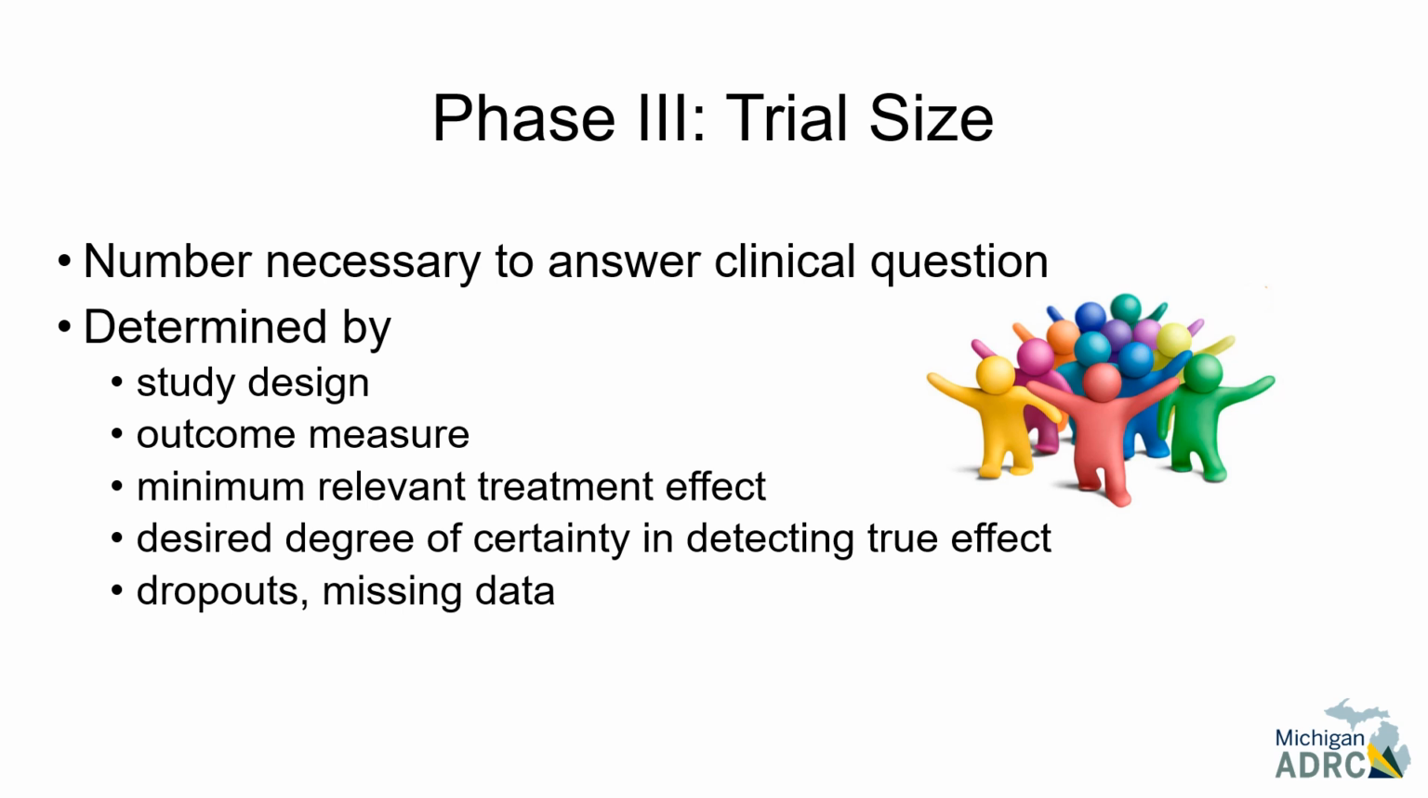Even if all of these features suggest that the ideal number of participants might be 900, we'll still want to recruit an additional number of individuals to account for dropouts that inevitably occur or other reasons where there might be missing data. So the trial should always be designed with this in mind so that even if there are dropouts or missing data, there are sufficient number of participants and data available to answer the clinical question.